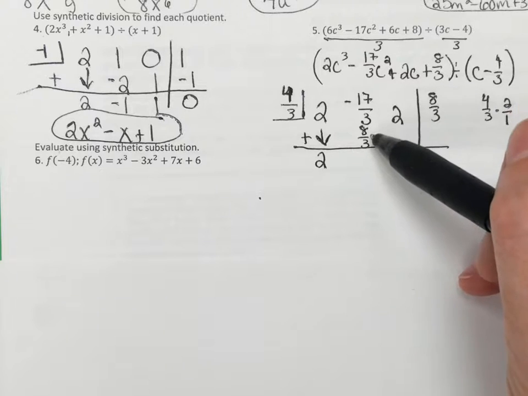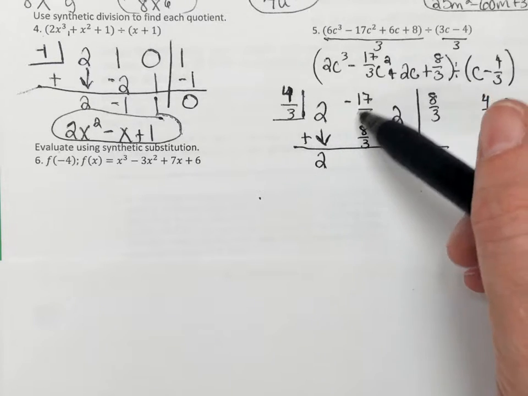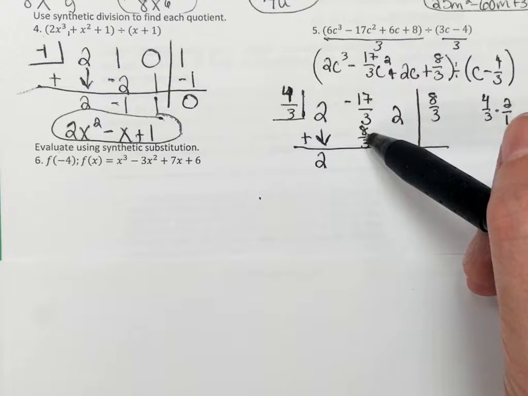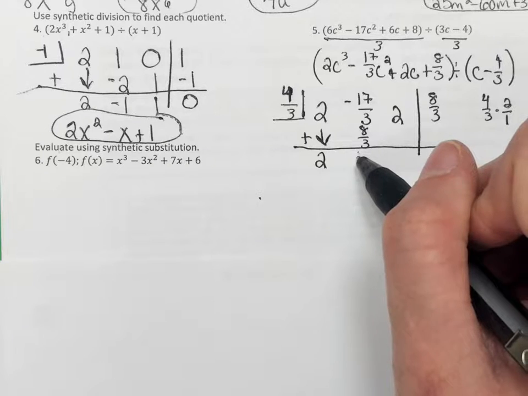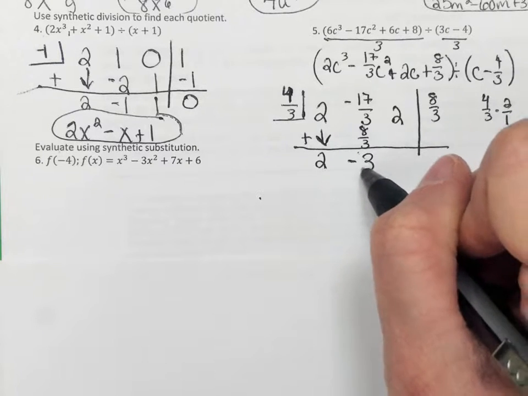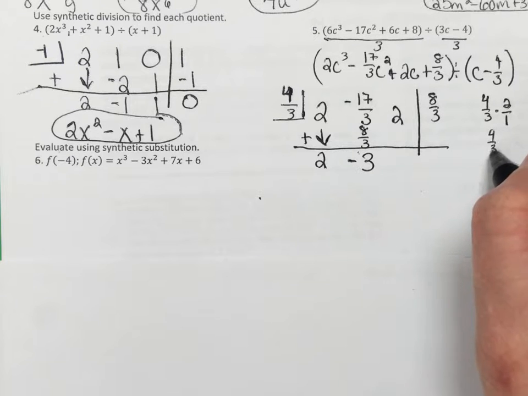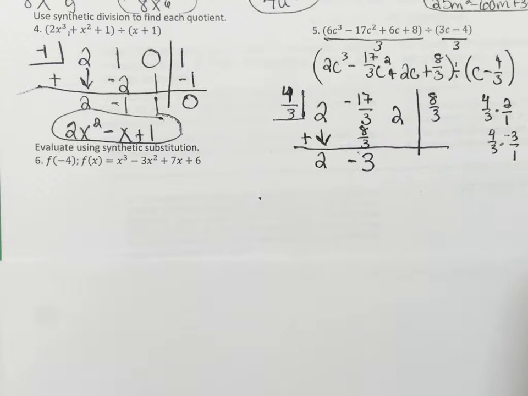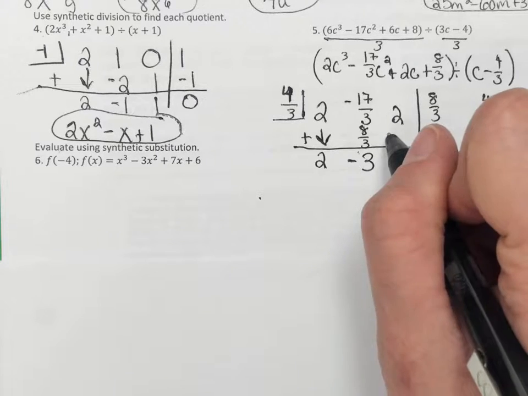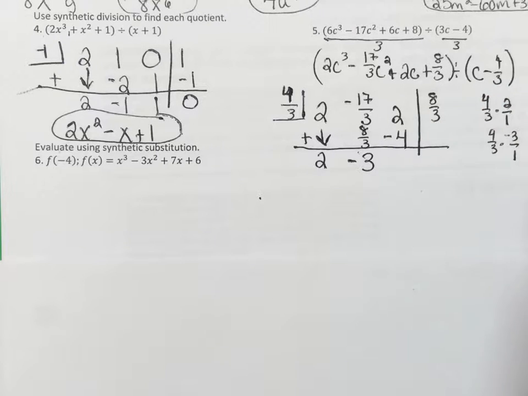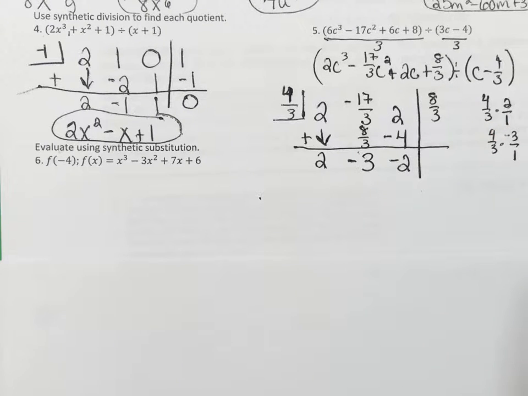Then looky there, they have the same denominator. So I go ahead and say negative 17 plus 8 is how much? Negative 9, but it's negative 9 over 3, which is negative 3. Then it's 4/3 times negative 3 over 1, which is negative 12 over 3, which is negative 4. Very good. Add those and you get negative 2.